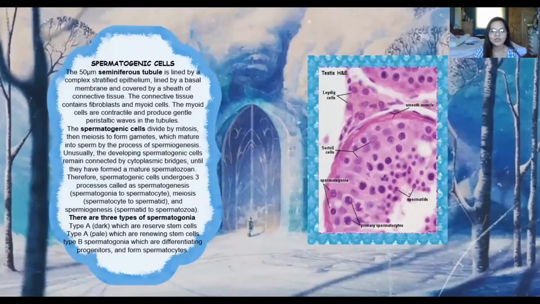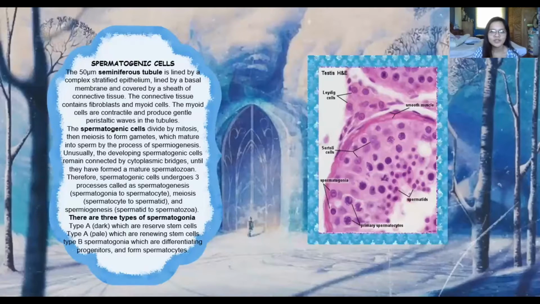So next is spermatogenic cells. The seminiferous tubule is lined by a complex stratified epithelium, lined by a basal membrane and covered by a sheet of connective tissue. The connective tissue contains fibroblasts and myoid cells. The myoid cells are contractile and produce gentle peristaltic waves in the tubules.